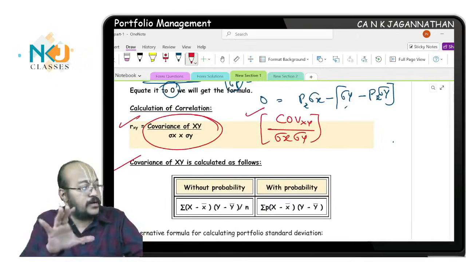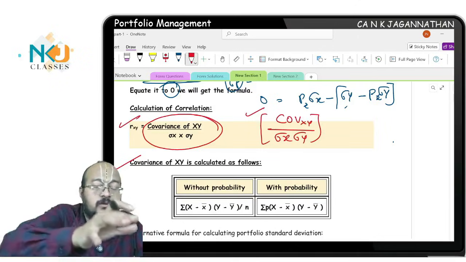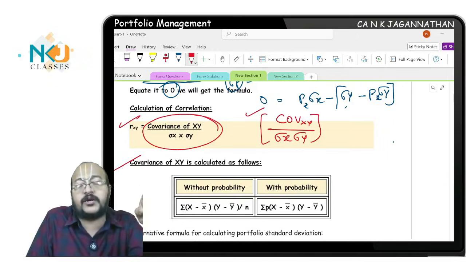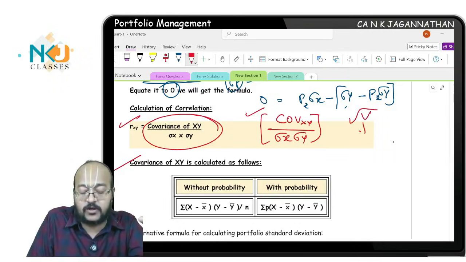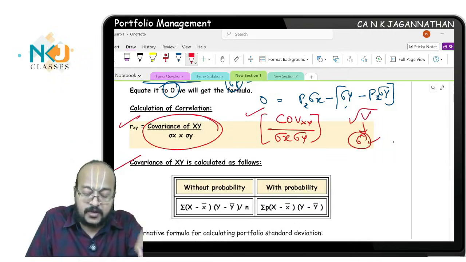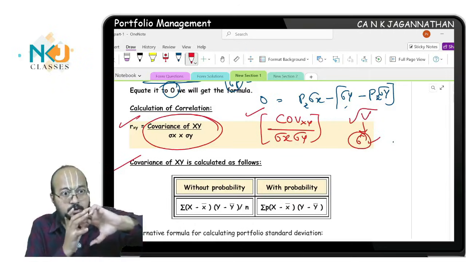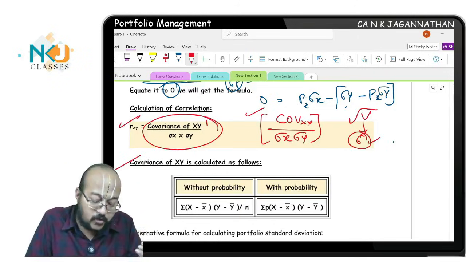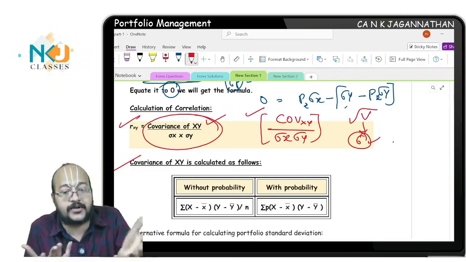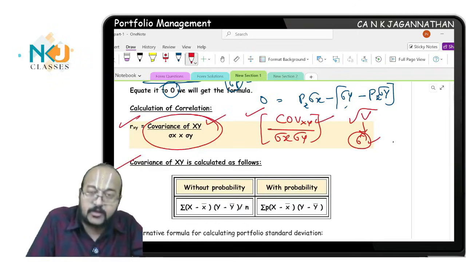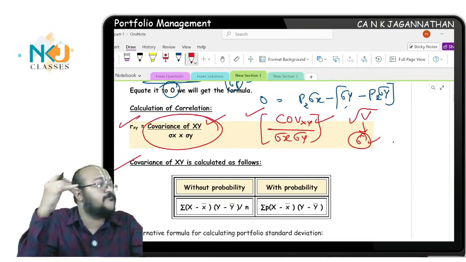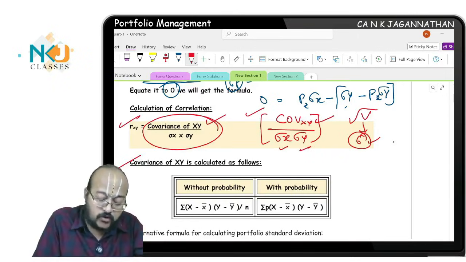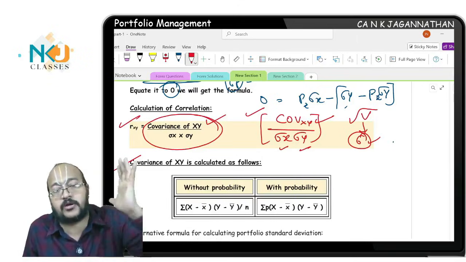I told you correlation is a standardized version of the covariance, which means, you see, we did variance square root. If we square root the variance, we got the standard deviation. Same way here also, when we are trying to find a standardized version of something, first you need that thing. In the numerator you have to have covariance, which you are going to standardize, divided by the product of the risk, which means sigma X into sigma Y. This will give you the correlation.